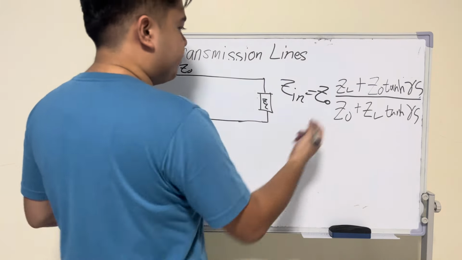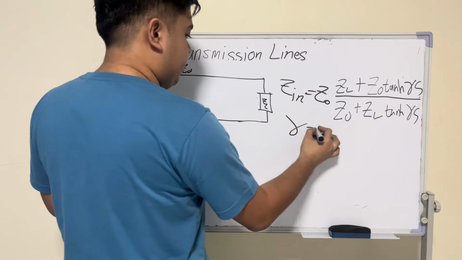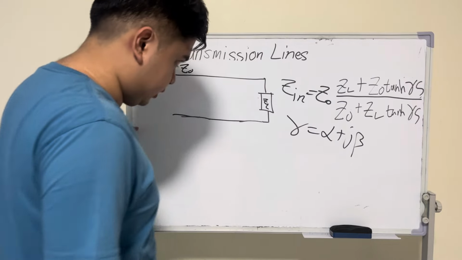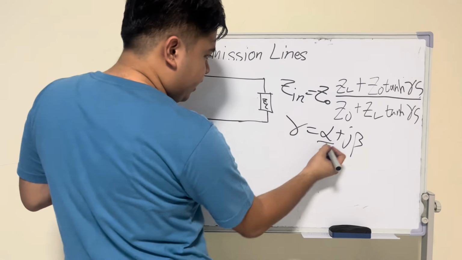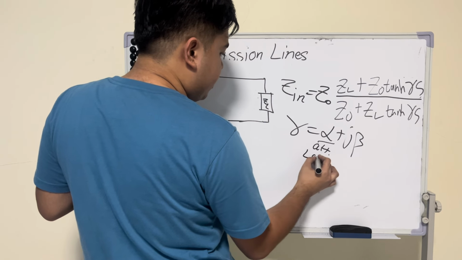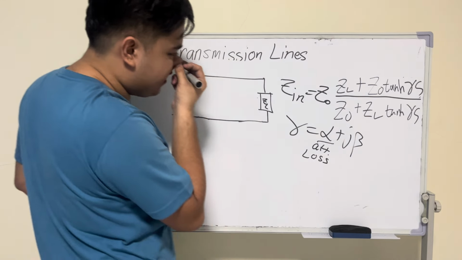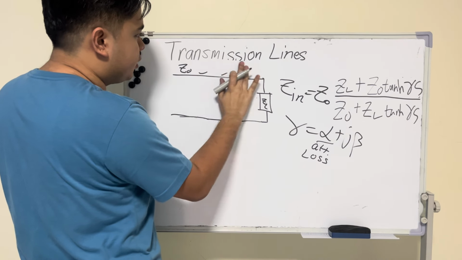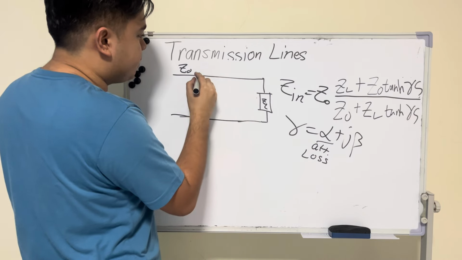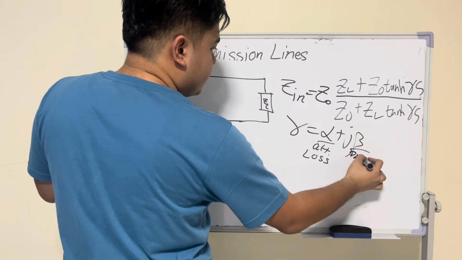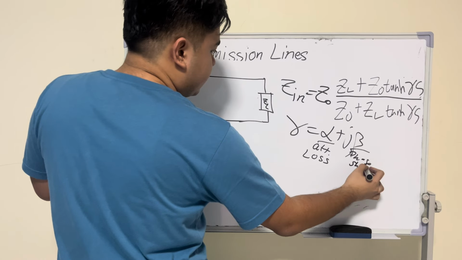Now, gamma. We've seen gamma before. Gamma is alpha plus j beta. Remember. Alright. Alpha is the attenuation constant. This measures the amount of loss or the amount of heat being dissipated away through the wires instead of being dissipated at the load. Beta is the phase shift constant.